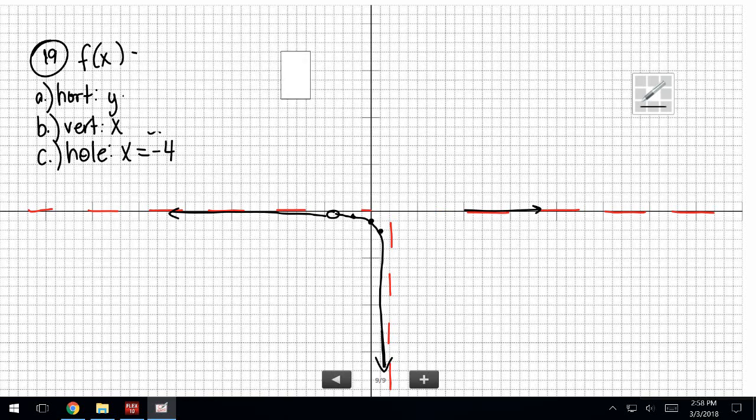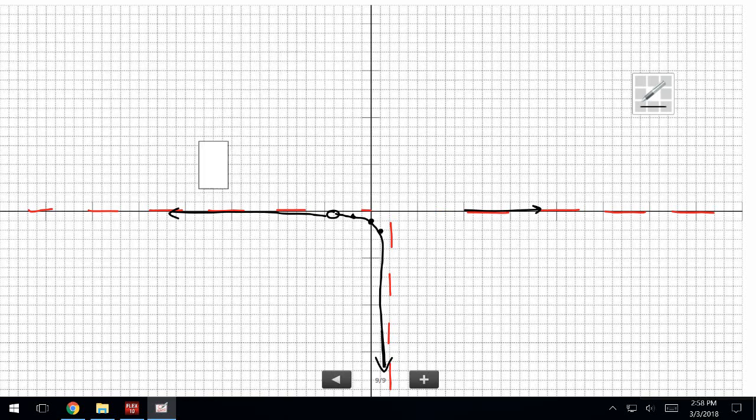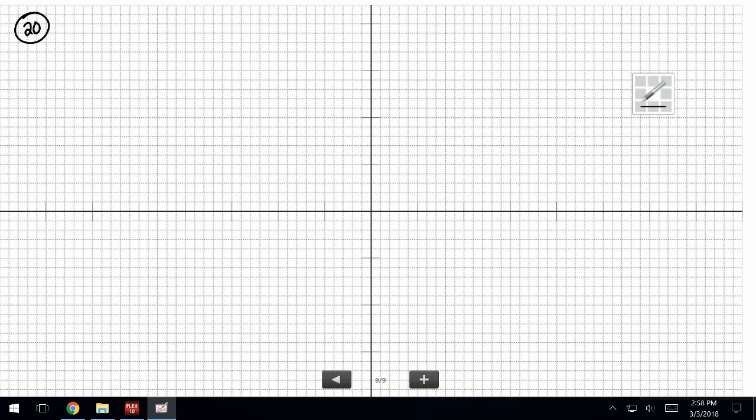Alright, we got one more. I'm sure the bell has already rung by now because it looks like this has taken a few minutes to do this, but it's okay. You can just look at the ones you need.